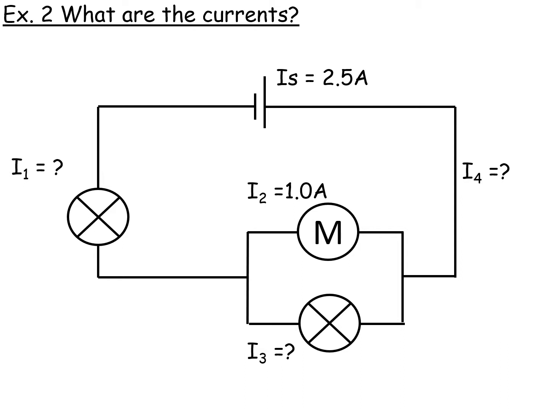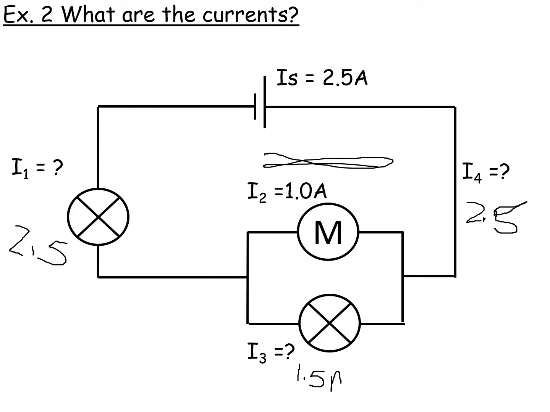So hopefully it wasn't too difficult because it is one that you have seen before. I'm not going to spend too long going through it because you can look through the PowerPoint from before. So we had 2.5 amps for I1 and I4. And the bit I want to really focus on is this bit here. We've got the motor and the bulb. So we know if there's 2.5 amps total and there's one amp going through the motor, that means there must be 1.5 amps going through the bulb.